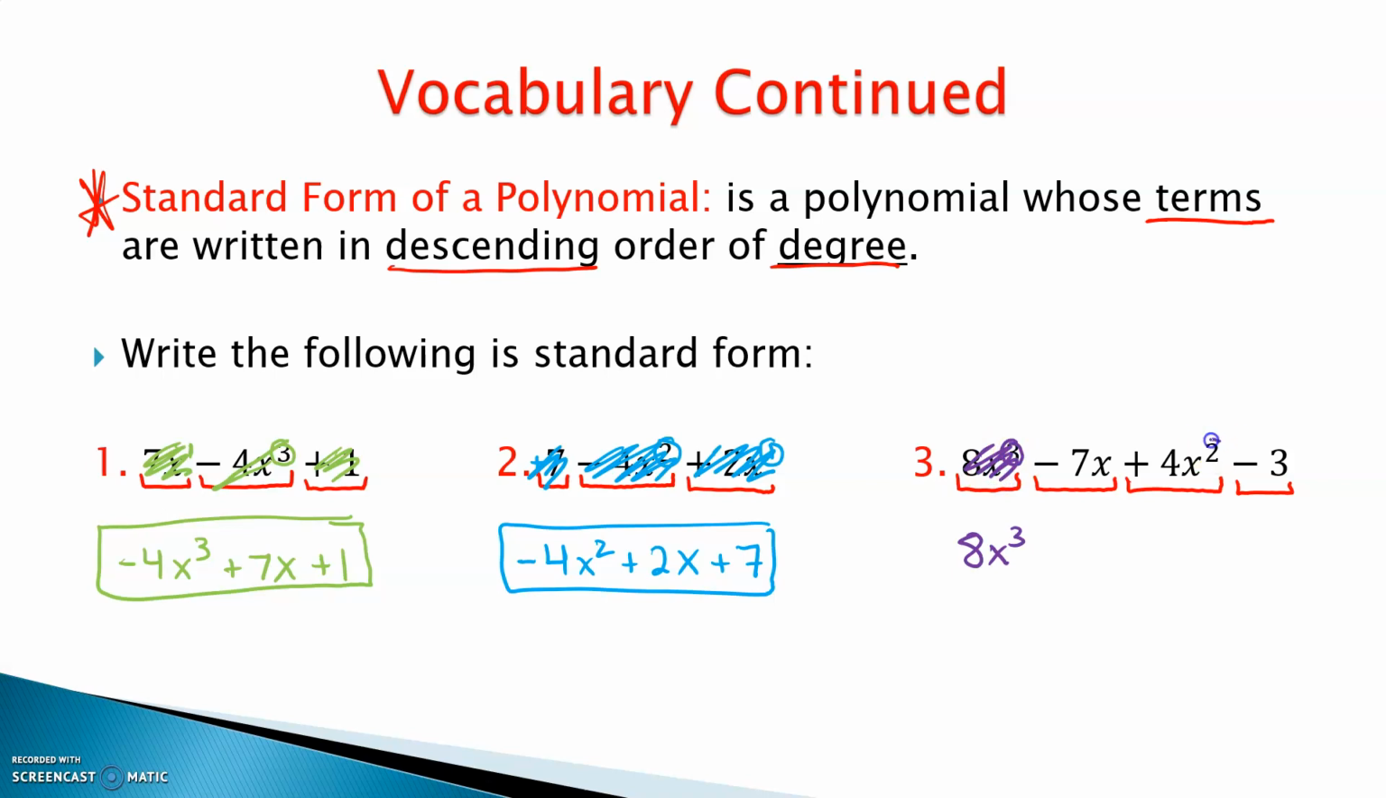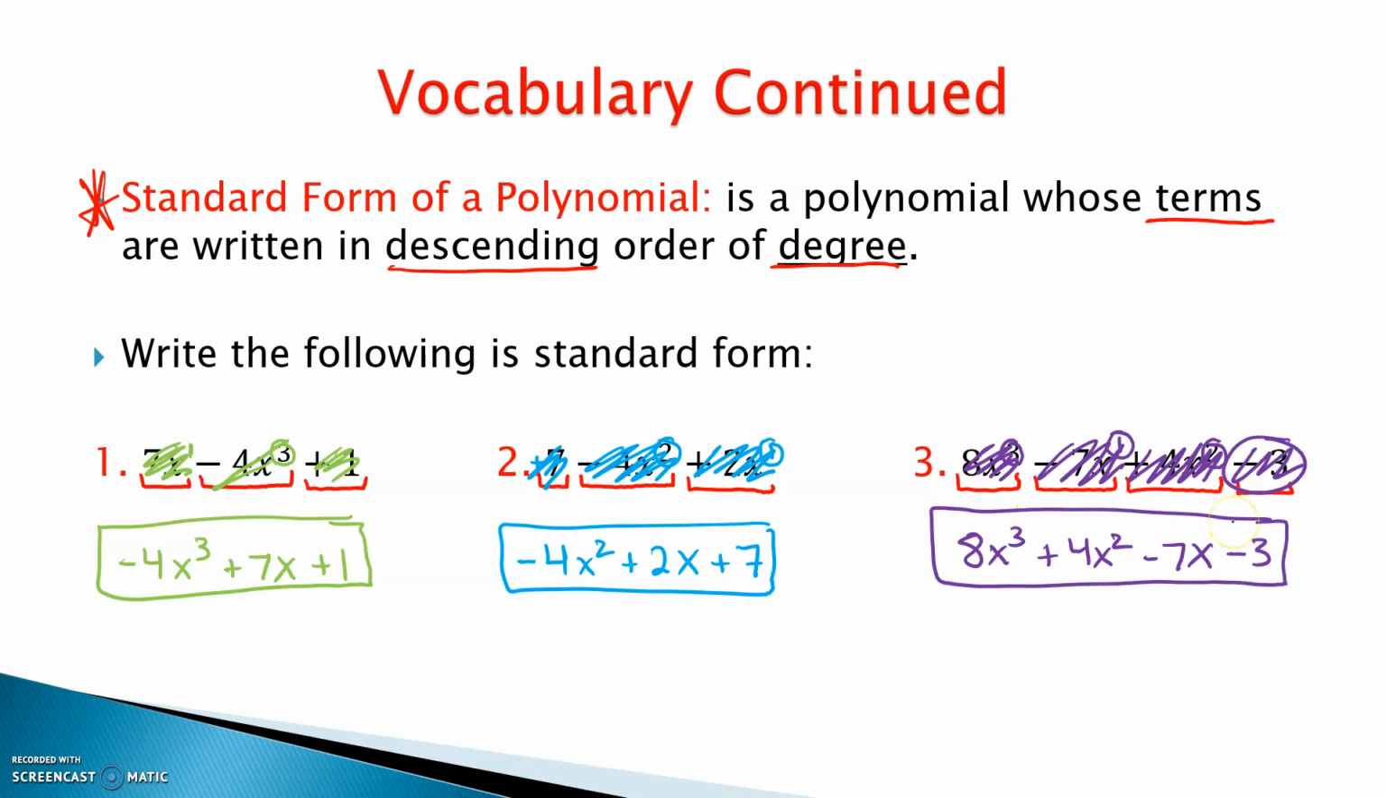The next biggest exponent I see is that power of 2, and that's the positive 4x to the second power. We're going to bring that down. And then, of course, the next one here is that invisible exponent we don't see, so that's that minus 7x. And finally, the last one is our constant, the one that doesn't have any variables attached to it, that minus 3. Again, that constant should always be at the very tail of this polynomial.